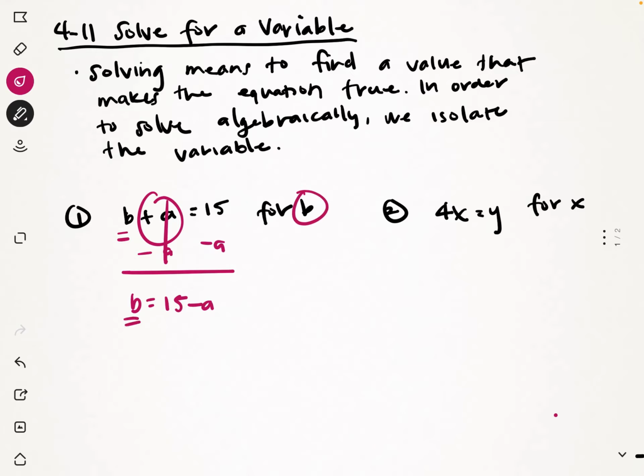All right, for number 2, we have 4x equals y. It's asking us to solve for y. So we need to undo 4 times x. We're undoing our multiplication with a division. 4 divided by 4 is 1. They cancel. So x is equal to y over 4. And again, we know we're done when we have our variable by itself.